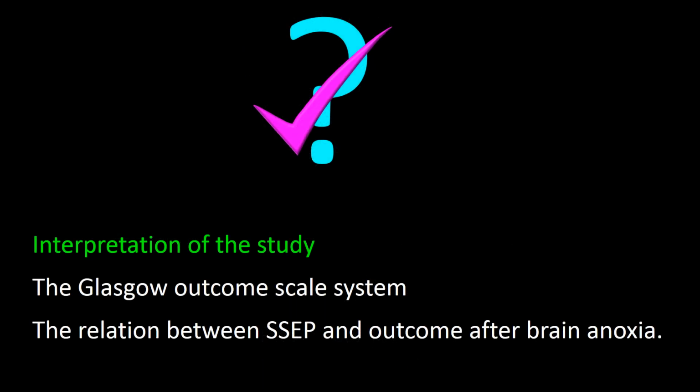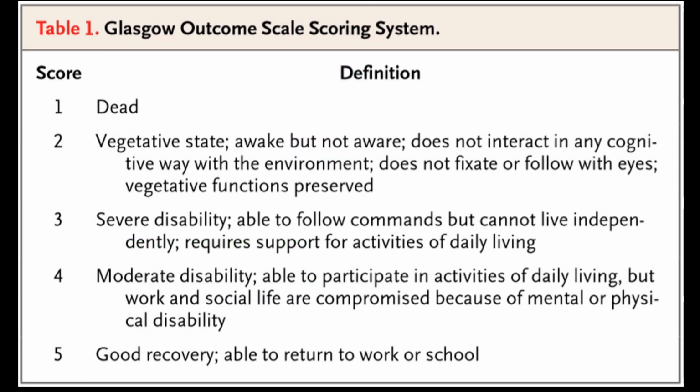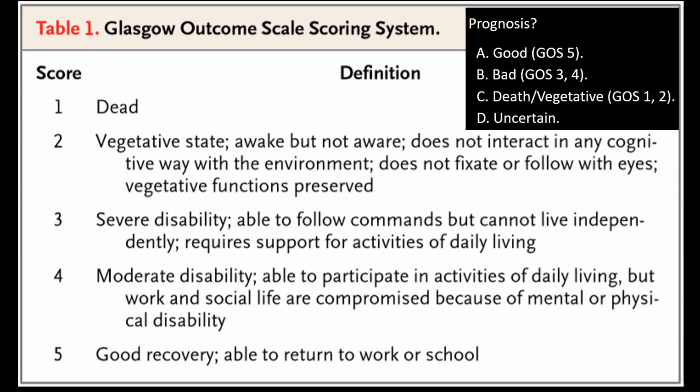Having taken care of the first issue in the answering of this question, we must address the second issue. This frame again shows the Glasgow Outcome Scale scoring system. And in this window, I have added the possible answers to this question. 5 in the Glasgow Outcome Scale scoring system corresponds to good, 4 and 3 to bad, 1 and 2 to death and vegetative state, as you can see.